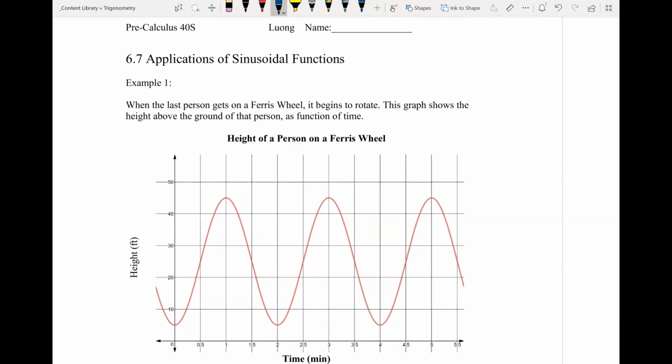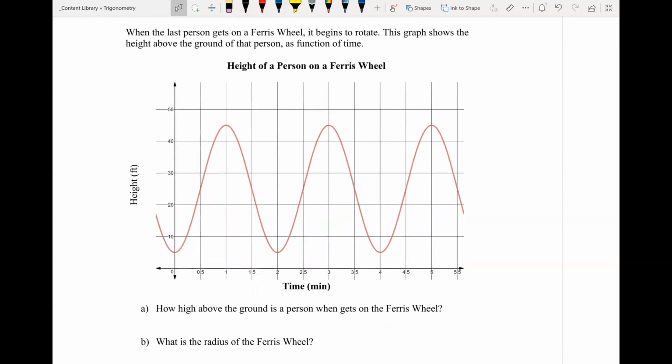Welcome to our lesson on applications of trig functions. So for our first example, we are given the graph in a scenario. When the last person gets on, a Ferris wheel begins to rotate. This graph shows the height above the ground of that person as a function of time.